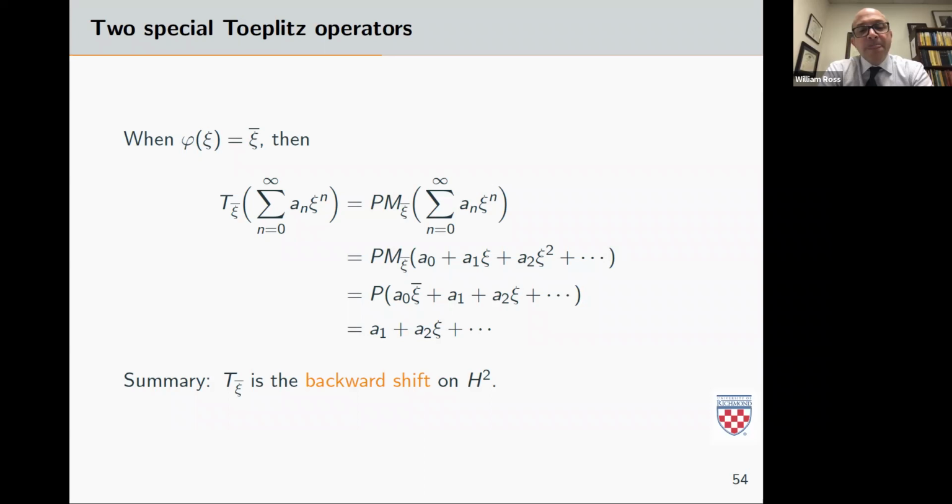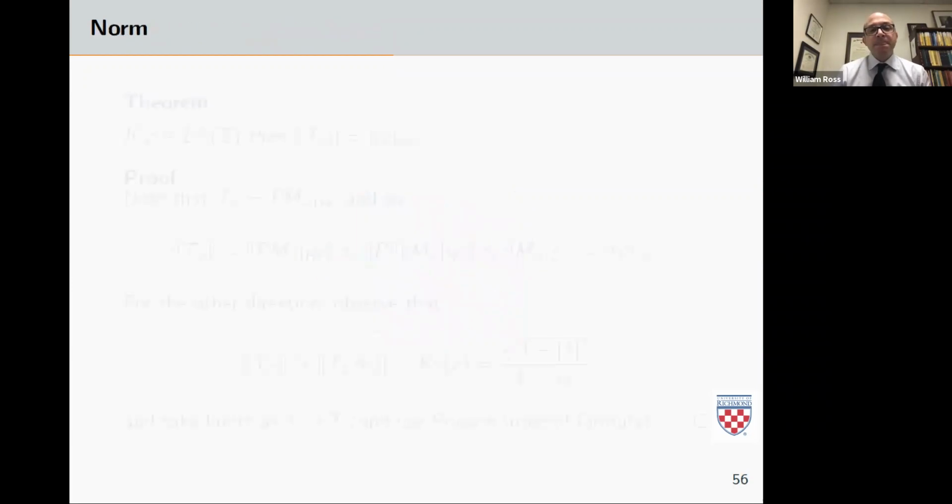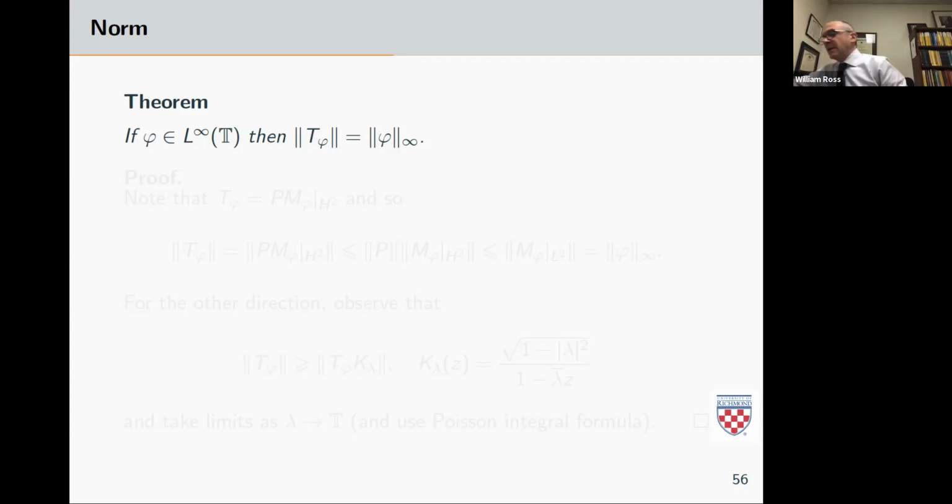All right. So the backward shift, I can write it as a matrix with respect to the orthonormal monomial basis. If I take this matrix and multiply it by an L2 vector, it's going to shift everything up 1, and I just lose the first coefficient. We know that the norm of M phi is equal to the essential sup norm of phi. It turns out for a Toeplitz operator, the same thing is true, but for a different reason.